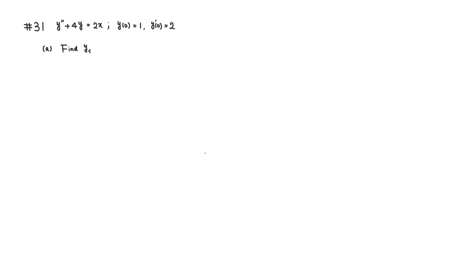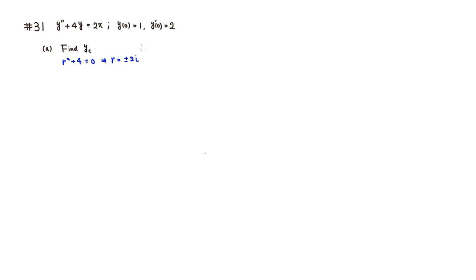All right, let's look at the example of a non-homogeneous equation here. Part A, we want to find the complementary solution. So let's do that. We just turn it into a characteristic equation. So it's r squared plus 4 is equal to 0. You can see that this is simply r equals plus or minus 2i.